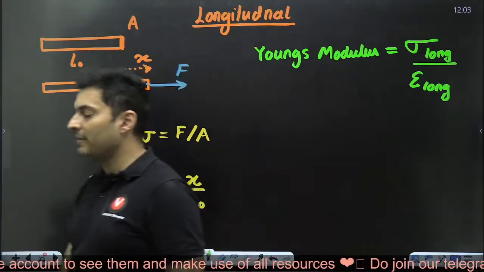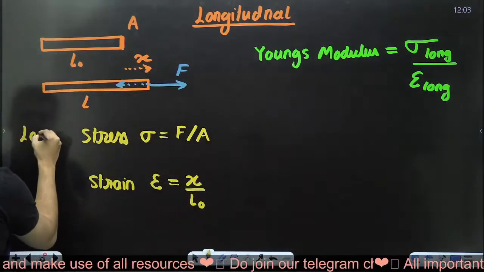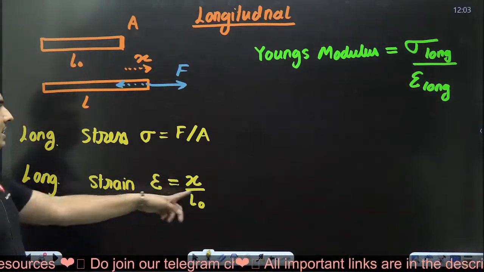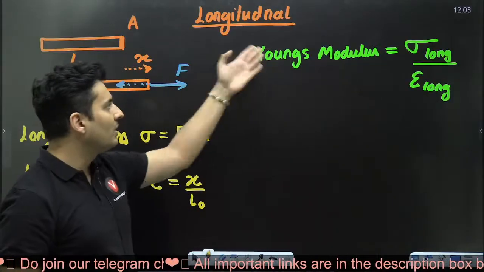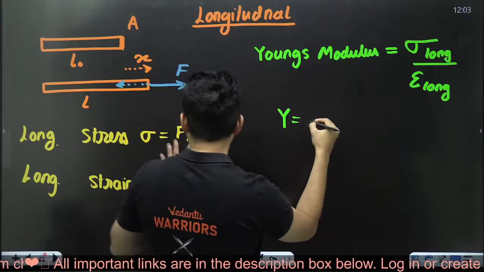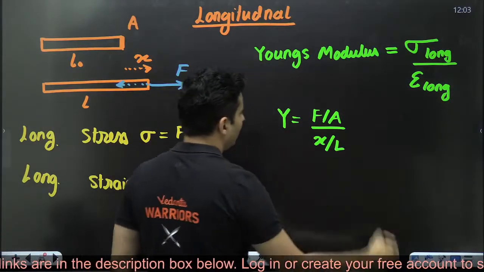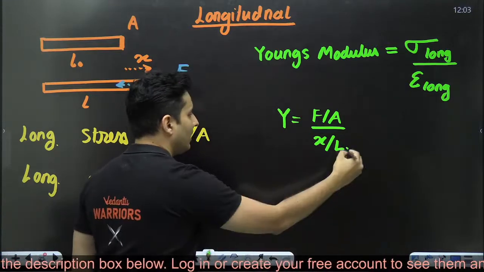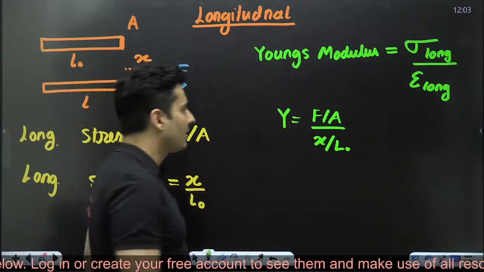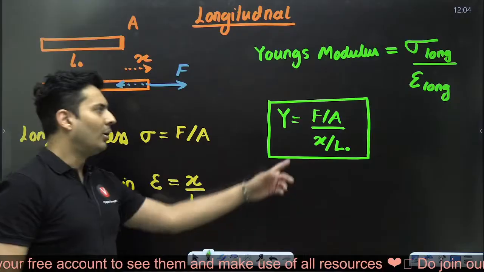Whatever stress and strain we found out over here, please remember these were both longitudinal. This was both longitudinal stress and longitudinal strain. So you divide the stress by strain, you get the Young's modulus. So that's why the Young's modulus is force per unit area upon the change in length upon the original length, let's say L naught, whatever you want to call it. So that is Young's modulus: the longitudinal stress upon the longitudinal strain.